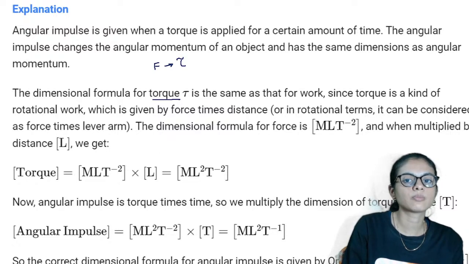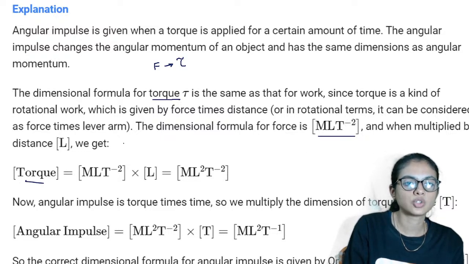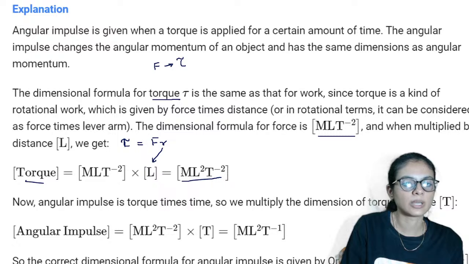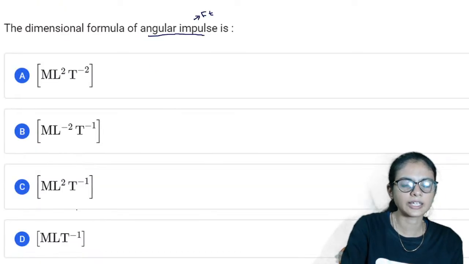So what is the dimension formula for force? We have already seen this, M L T power minus 2. So what is torque? You should know this formula. Torque is represented with tau, equal to F into R. Right? R is length. So this is the dimension formula for torque. So what is impulse? Impulse is a large amount of force in a short amount of time. So time is T. Understanding what I'm telling here?